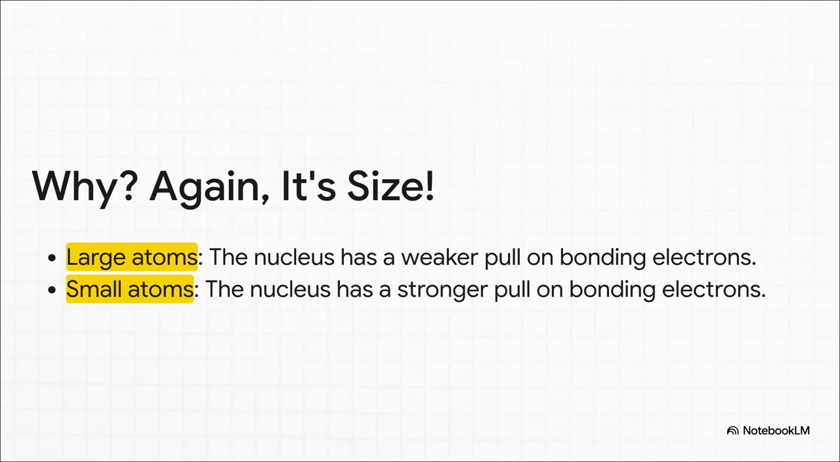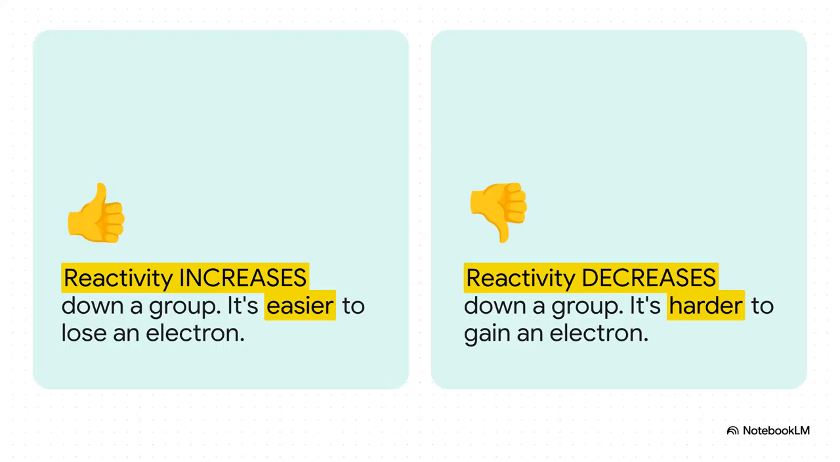Once again, it all comes back to size and the pull of that nucleus. A small atom with a powerful, nearby nucleus is like a bully on the playground. It's great at attracting and hogging electrons. But a big atom, with its nucleus far away and shielded, has a much weaker pull. See? It's all connected.